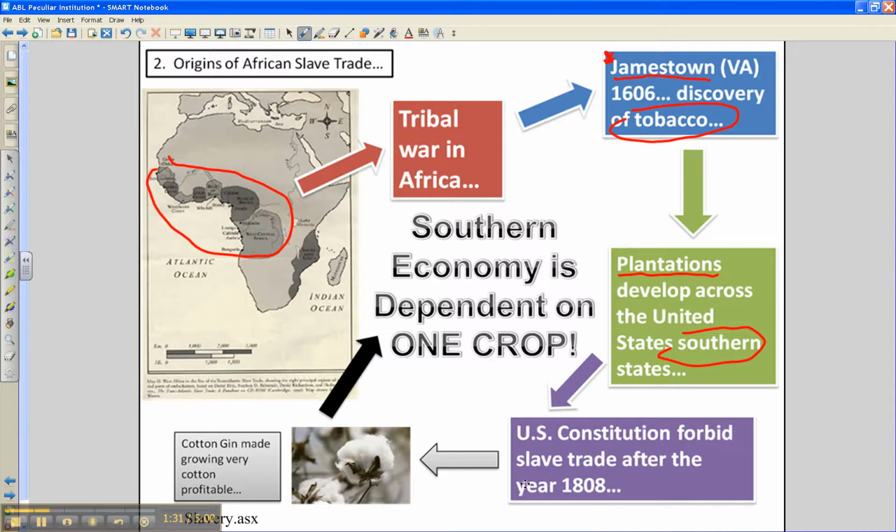Now, the United States Constitution outlawed the importation of slaves from Africa in the year 1808, and this was a constitutional agreement at the convention. However, in 1793, the cotton gin really brought about a whole new crop, and that one crop would be dominant, and really most of the world would depend on our growth of this crop. Our nation became relatively dependent in the South on this crop.